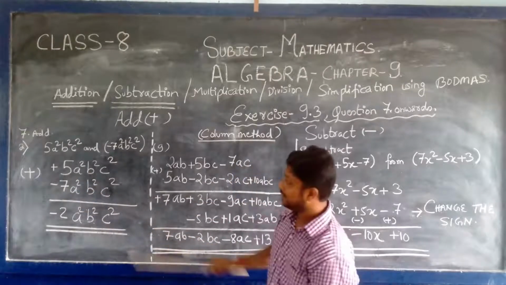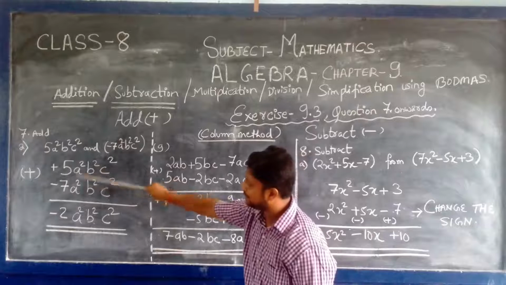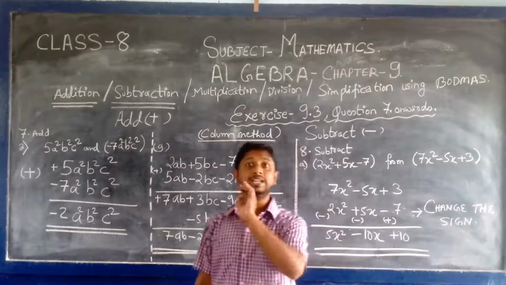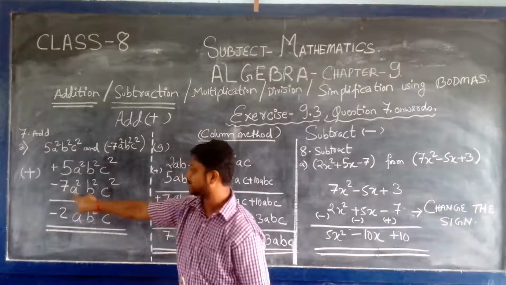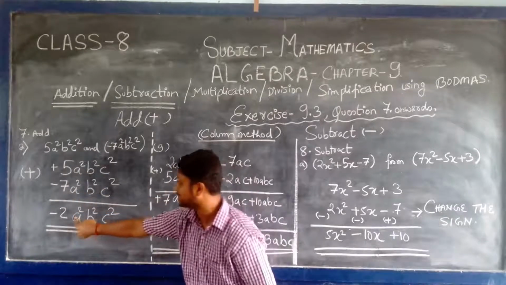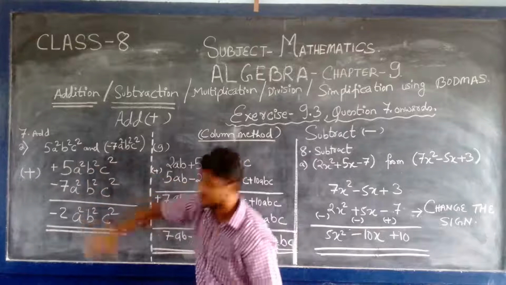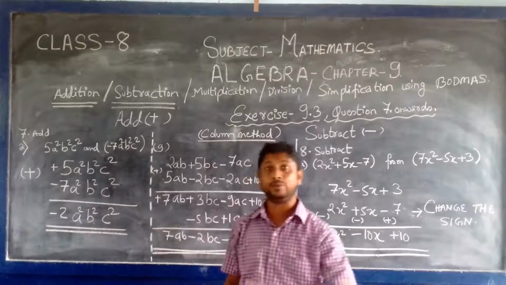If you see here, the alphabets are grouped in one same line. Alphabets need not be touched. That means a square b square c square, a square b square c square, write it as a square b square c square as it is. Now the only thing to be played with is the number.